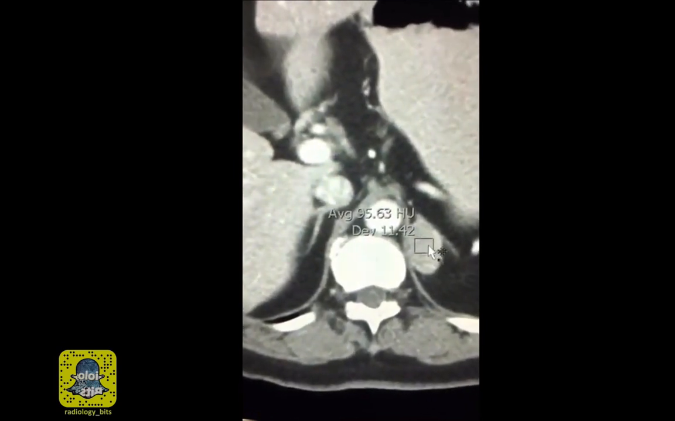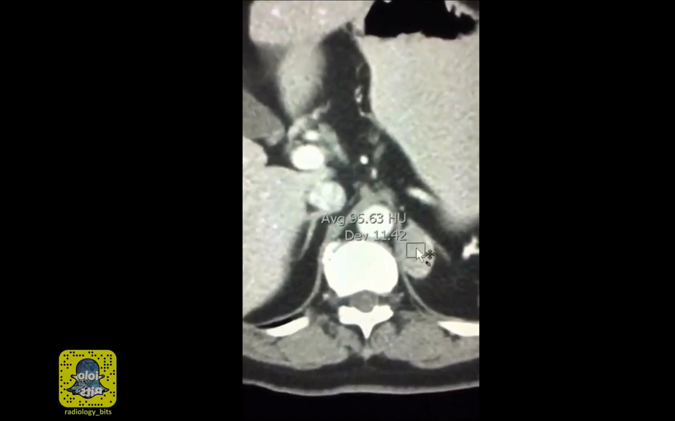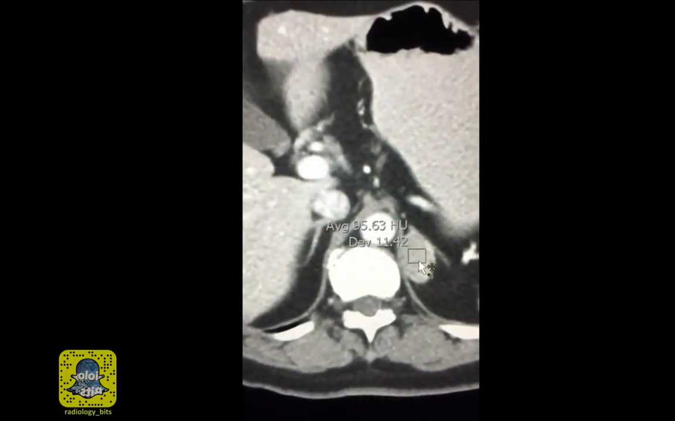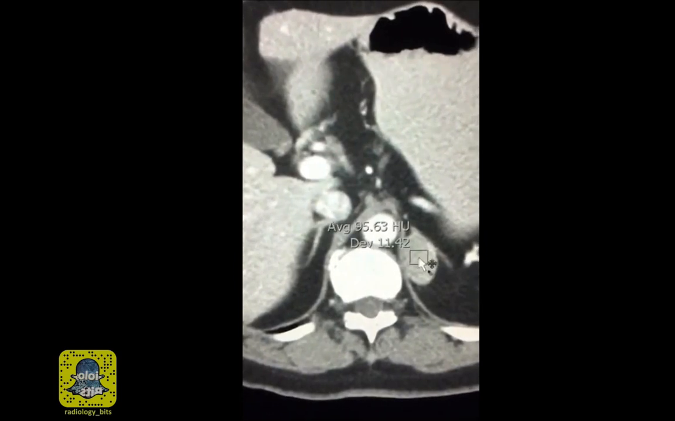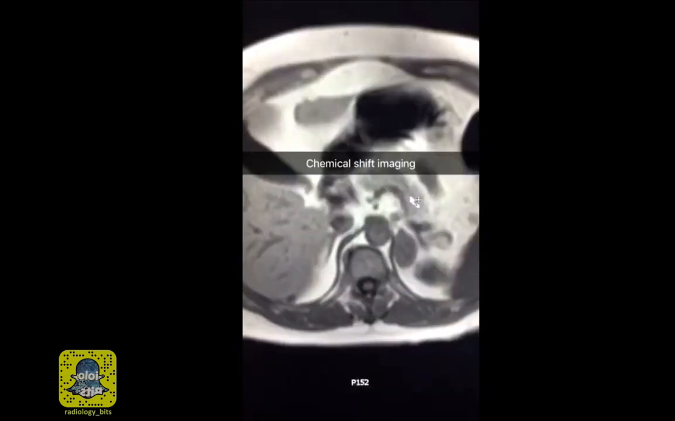So the fact that the density here is higher than expected does not conclude this as metastasis. Since the CT here is with intravenous contrast, this could be an enhancing lipid-rich adenoma, a lipid-poor adenoma, or a malignant lesion such as metastasis. And this is a case where you need further assessment by MRI, so let's go there.